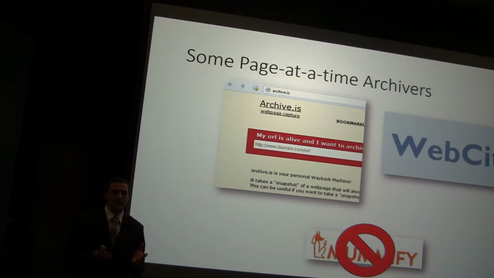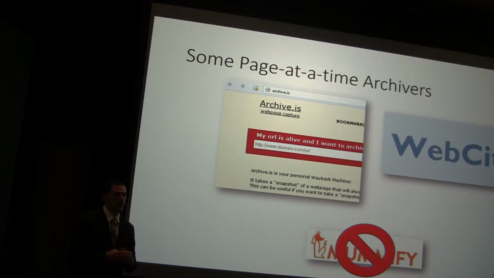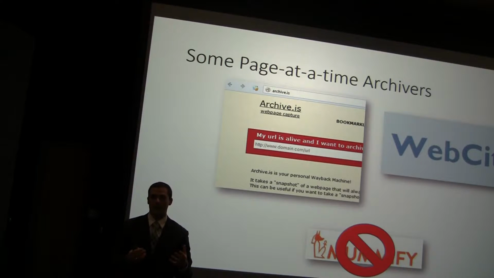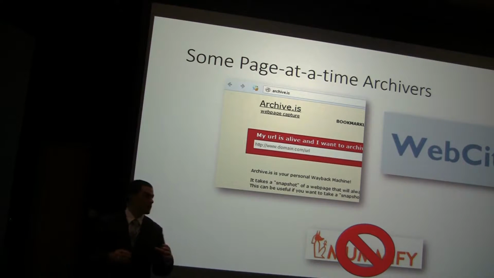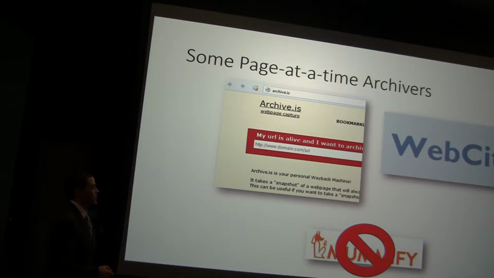So we also have different types of archivers that aren't these automatic web-scale archives as well. We have things called page-at-a-time archivers. And a page-at-a-time archiver is where a web user can recognize that, hey, this is an important resource. I want to submit the URI to the page-at-a-time archiver, and it will archive it once for that user. So this is sort of on-demand archiving. And we have a website, which is a page-at-a-time archiver, as well as archive.is, which I talked about previously.